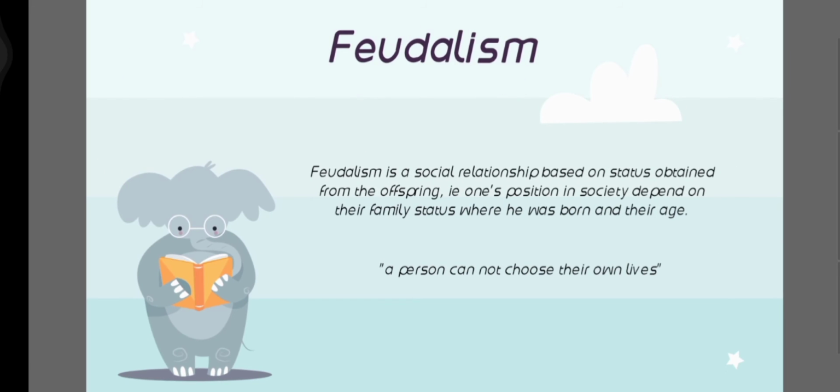Talking about feudalism, we can define it as a social relationship based on status obtained from one's offspring. For example, one's position in society depends on their family status, where they were born, and their age. Relationships were arranged according to their own agreement in this feudal system, where the regulation involves the members of their own class and their influence on social relations. So it means a person cannot choose their own life because of the influence of this feudal system.